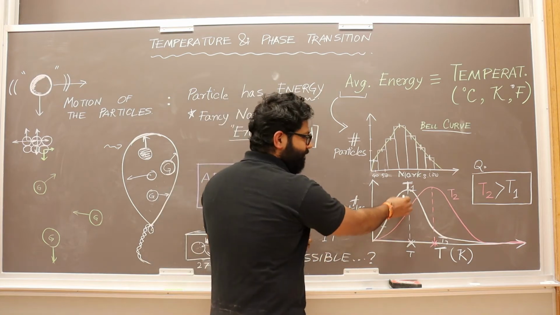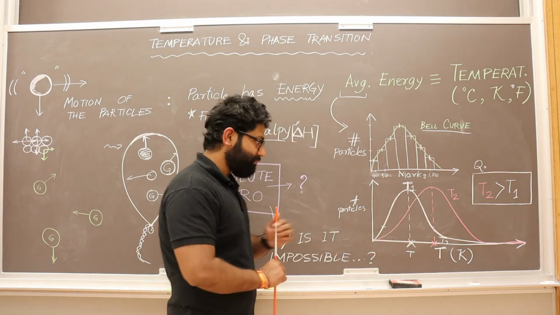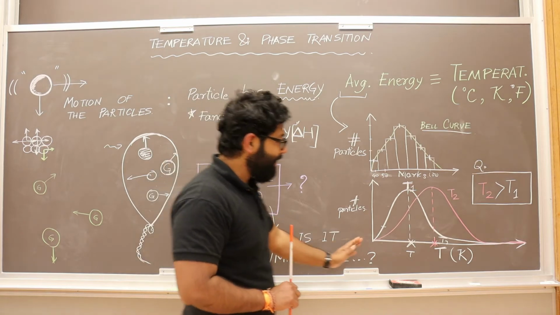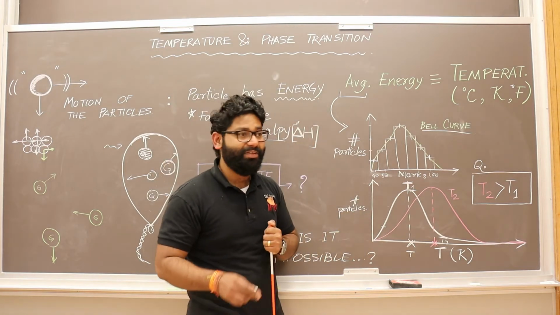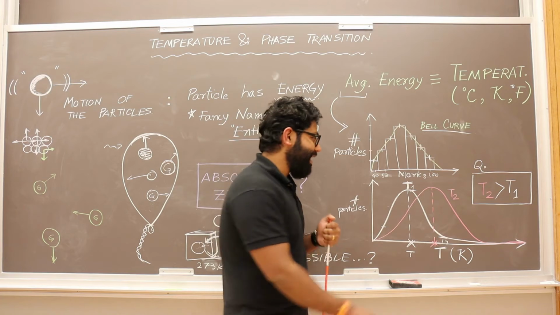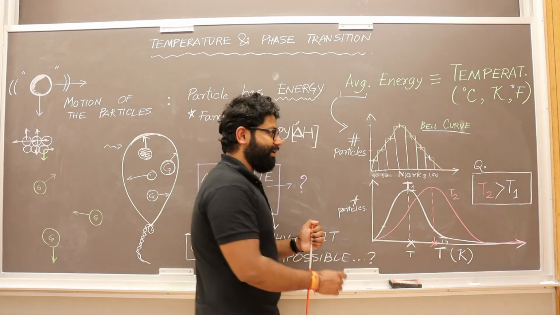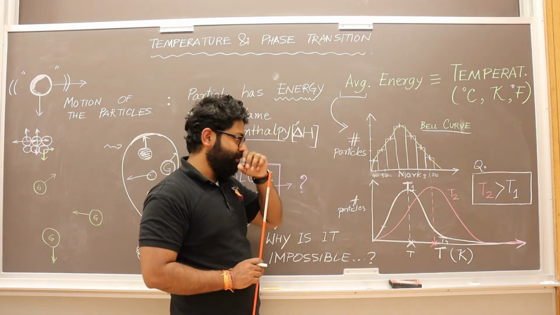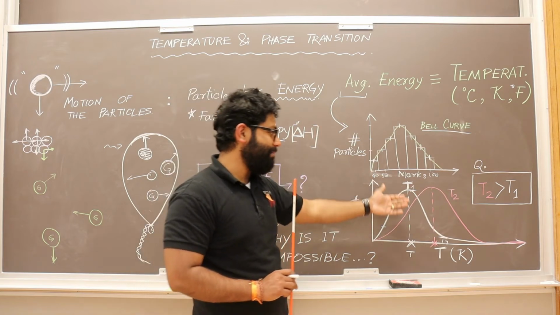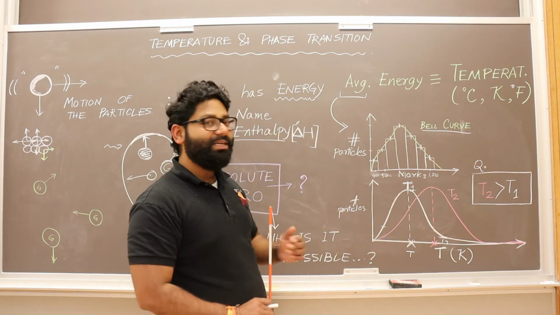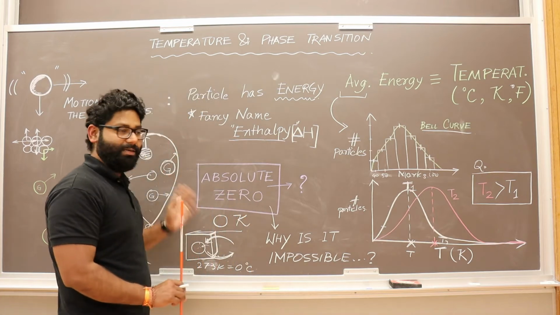So for the first, we'll just see the white curve in here. This shows all the particles with their energies, and then the average of these particles is denoted by the temperature, right? So the average energy is the temperature, right? Okay, so when you increase the temperature of the system, what happens?